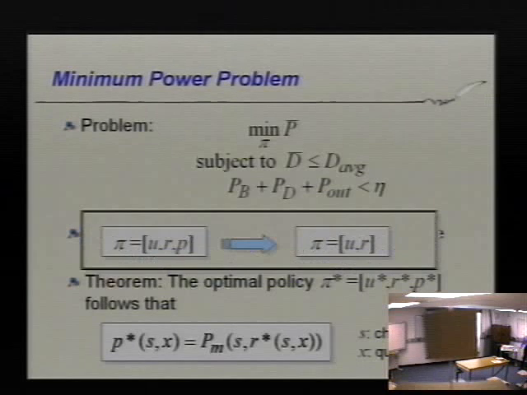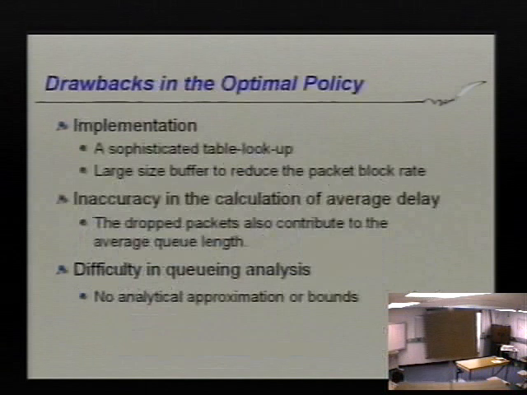So our problem is kind of simplified. The three functions are simplified to two functions. We only need to find the dropping rate and the transmission rate. But by observing this optimal transmission policy, there are some drawbacks. One of the major drawbacks of this optimal policy is it requires a sophisticated table lookup for implementation.